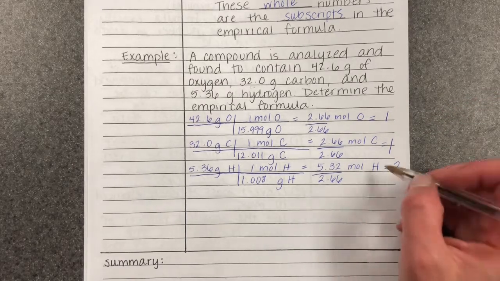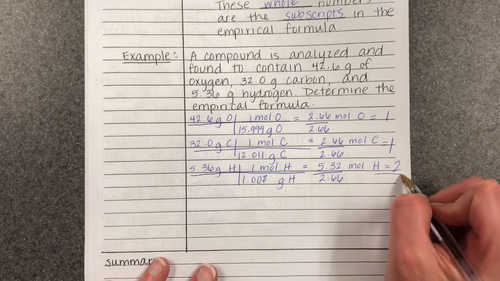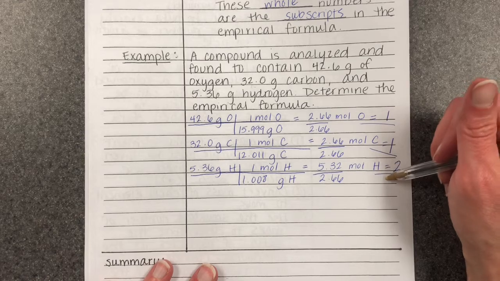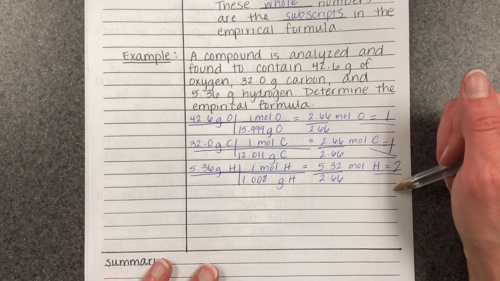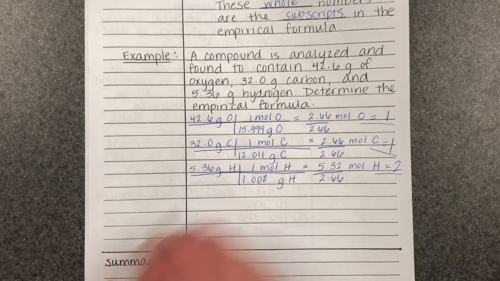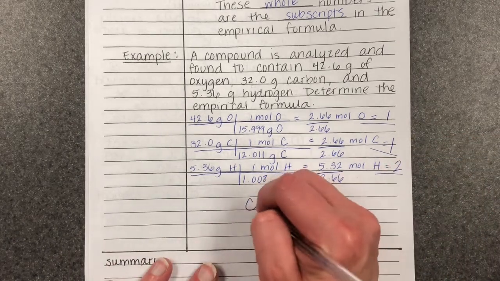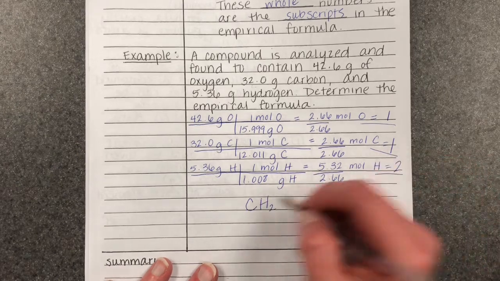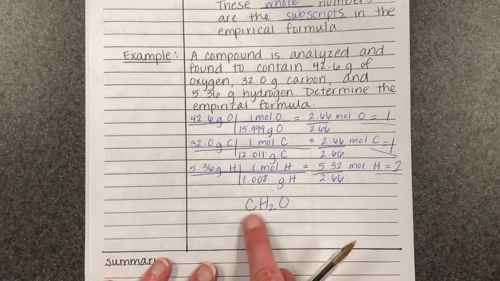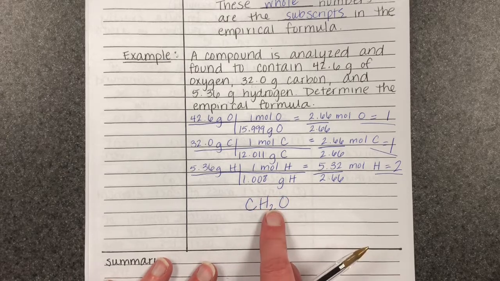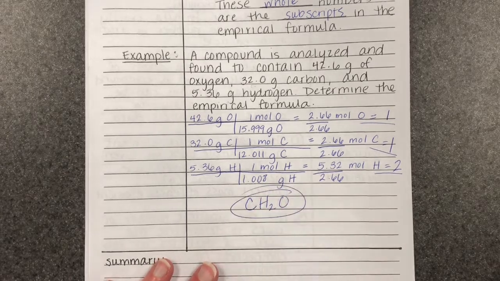What does this tell me? That in my formula I have 2 hydrogens, 1 carbon, and 1 oxygen. So my ratio of elements is 1 carbon for every 2 hydrogens for every oxygen. And so the formula, using those subscripts, would be C, we don't put a 1 as a subscript, H2, and then a single O. So 1 carbon, 2 hydrogens, and 1 oxygen is the ratio of elements in this compound. That would be my empirical formula.